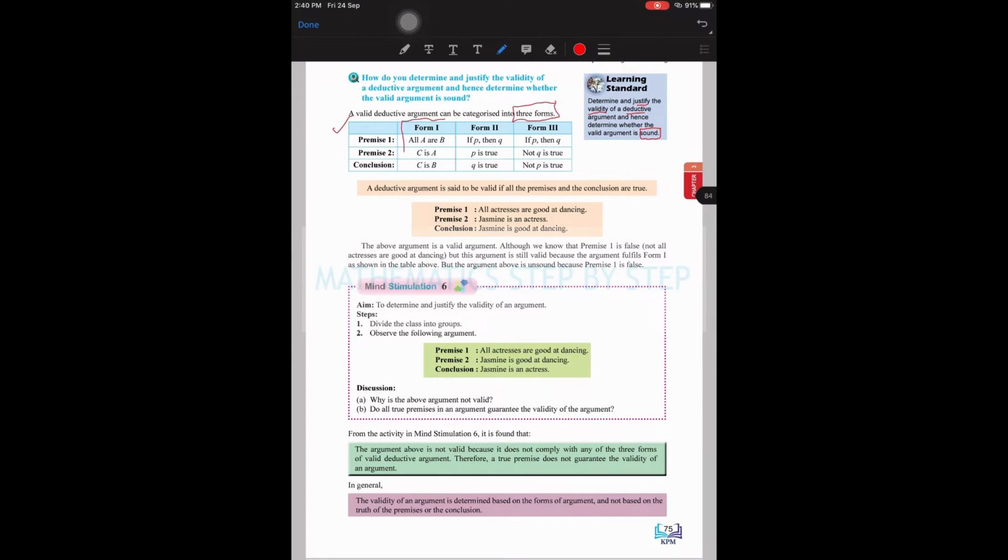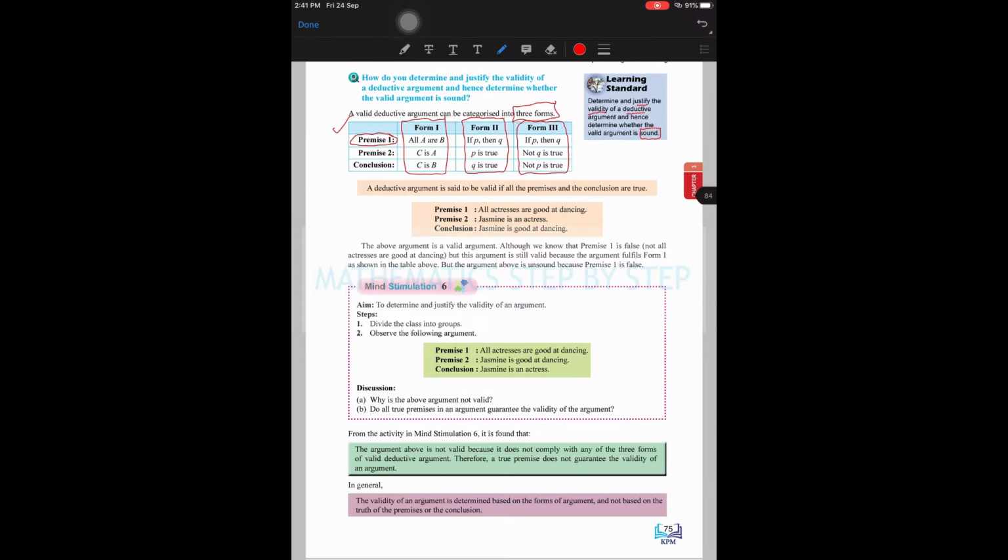So this is form 1. Let's look at premise 1 first, okay? All A are B. Then premise 2, C is A. Conclusion, C is B, okay? This is form 1. Then form 2, if P then Q. Premise 2, P is true, then Q is true. Then this is form 3, okay?